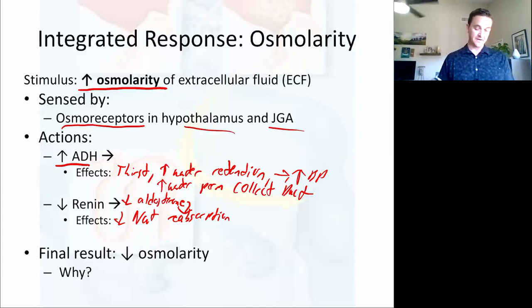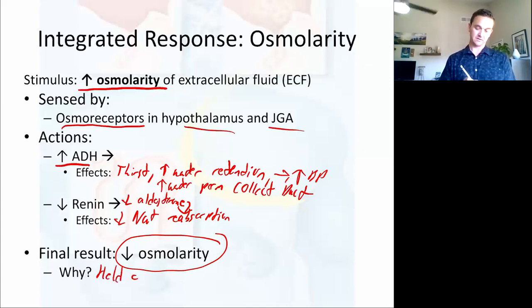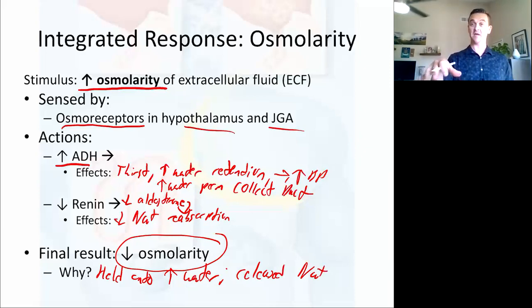Yeah, and then our final result here is this decrease in osmolarity of the blood, right? Why? Well, because we've held on to more water, increased water, but we have released sodium, okay? So we get rid of sodium, hold on to water when we have an increase in ADH, decrease in renin, and that's how we get a decrease in osmolarity of the blood. Okay, so definitely want to remember that.